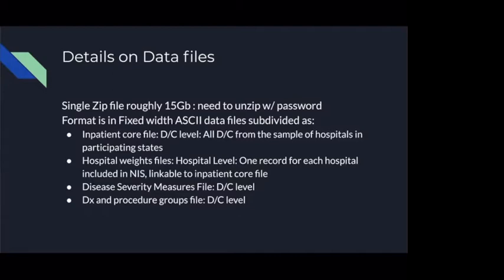But anyway, when you get that data, you get the following files. You get an inpatient core file, which is at the discharge level, and this is sampling all hospitals in participating states. You get a hospital weights file, which shows you the hospital level for each record, and is a linkable file to that inpatient core file. Keep in mind that the inpatient core file is the raw data. So this is the data that you'll be manipulating the most, and the others will be used as reference data.